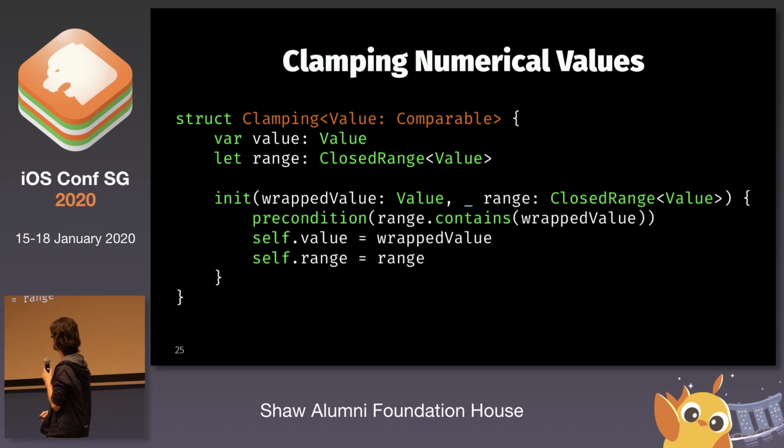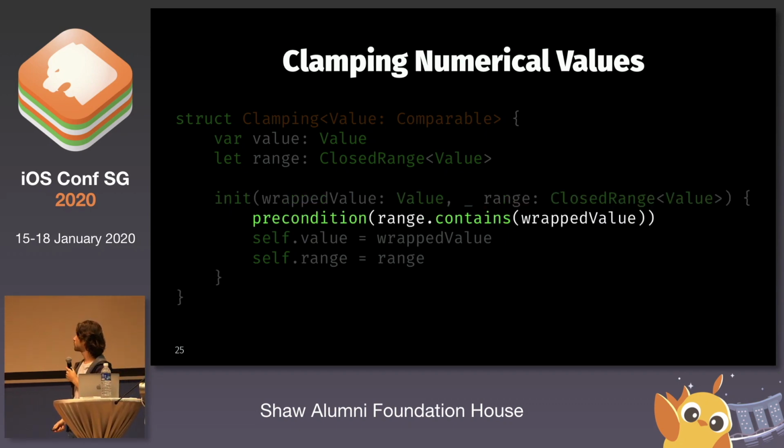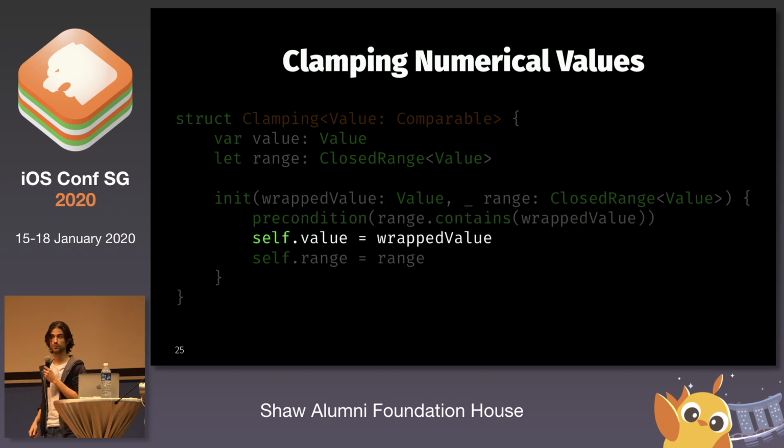Then we implement an init. Inside the init, we are going to take two arguments, the value that we want to wrap and the range. We are going to run a precondition to make sure that the initial value is indeed inside the range. If it isn't, it's probably a developer error, so we want to crash. And then we're just going to perform a member-wise initialization.